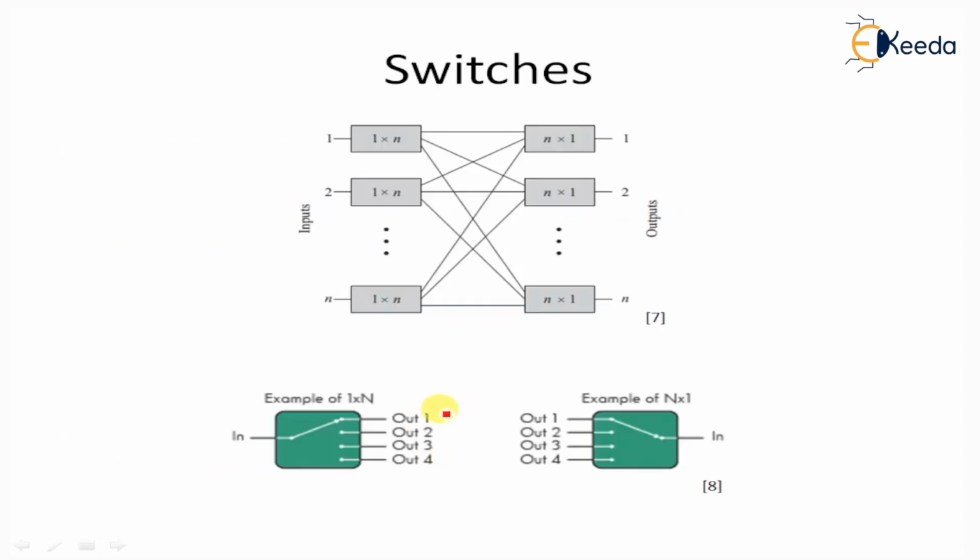In the diagram, an n cross n switch is shown, made from 1 cross n boxes at the input side and n cross 1 boxes at the output side. First we define the 1 cross n box. Considering a 1 cross 4 box, the input 1 is passed to either output 1, output 2, output 3 or output 4. In the case of the n cross 1 box, many inputs pass to the single output, like 1 to out, 2 to out, 3 to out and 4 to out.